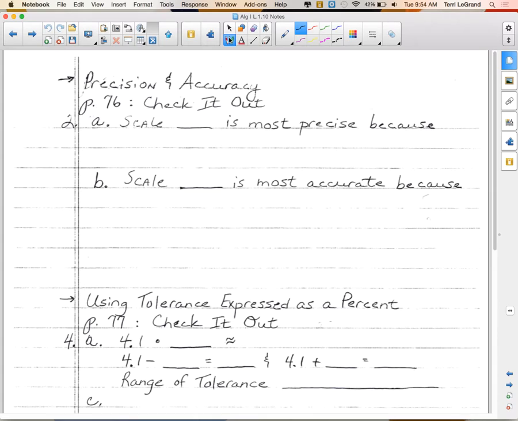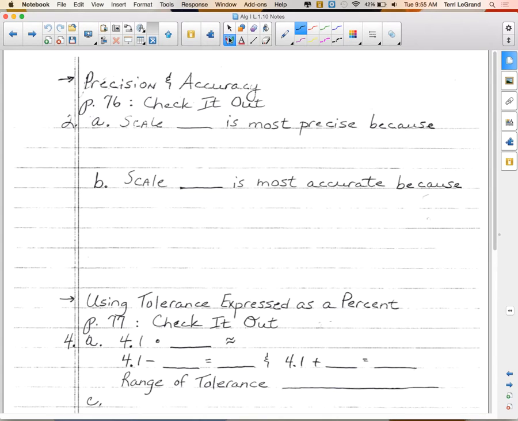Well, which of the scales, A, B, or C, is the most precise? What do you think? Which of these 3 scales is measuring the most precisely? Go ahead and put something on your notes, which one you think it is, and then give your reason. Which scale is most precise, and then why? Because.